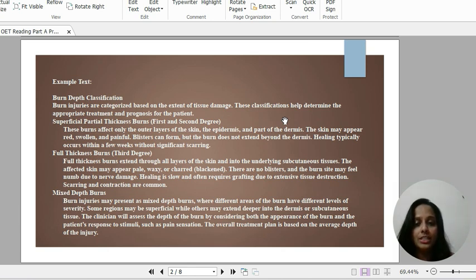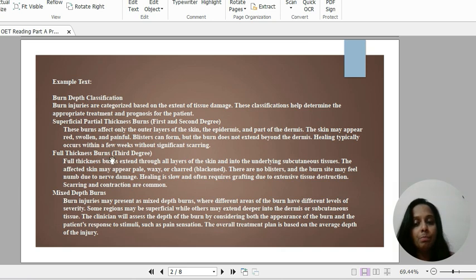Superficial partial thickness burns, first and second degree. These burns affect only the outer layers of the skin, the epidermis, and part of the dermis. The skin may appear red, swollen, and painful. Blisters can form, but the burn does not extend beyond the dermis. Healing typically occurs within a few weeks without significant scarring.